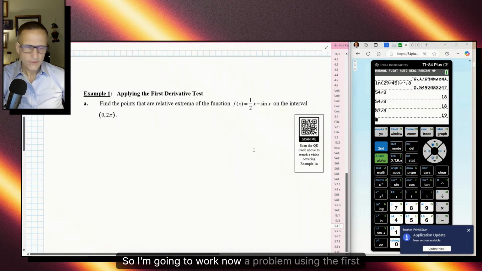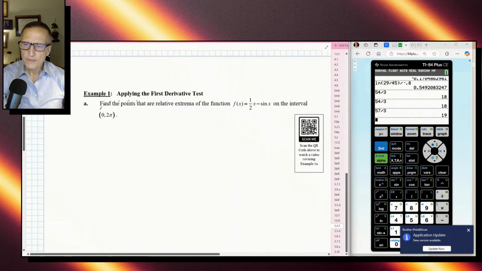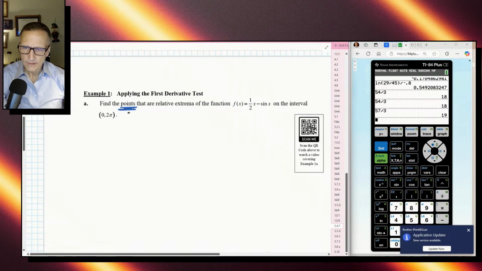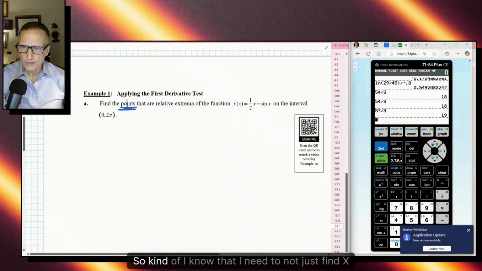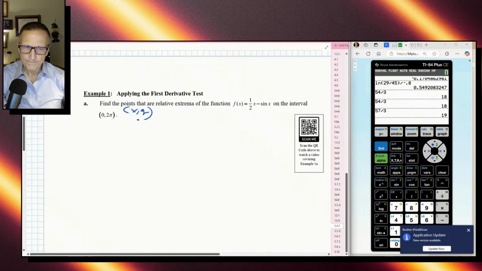So I'm going to work now a problem using the first derivative test and show you the steps that you would use to answer a question about where there are relative extremes of a function. This says find the points. So they're saying that I need to find the x and the y values. I know that I need to not just find x values, but y values that are relative extrema for this function on the interval 0 to 2 pi.